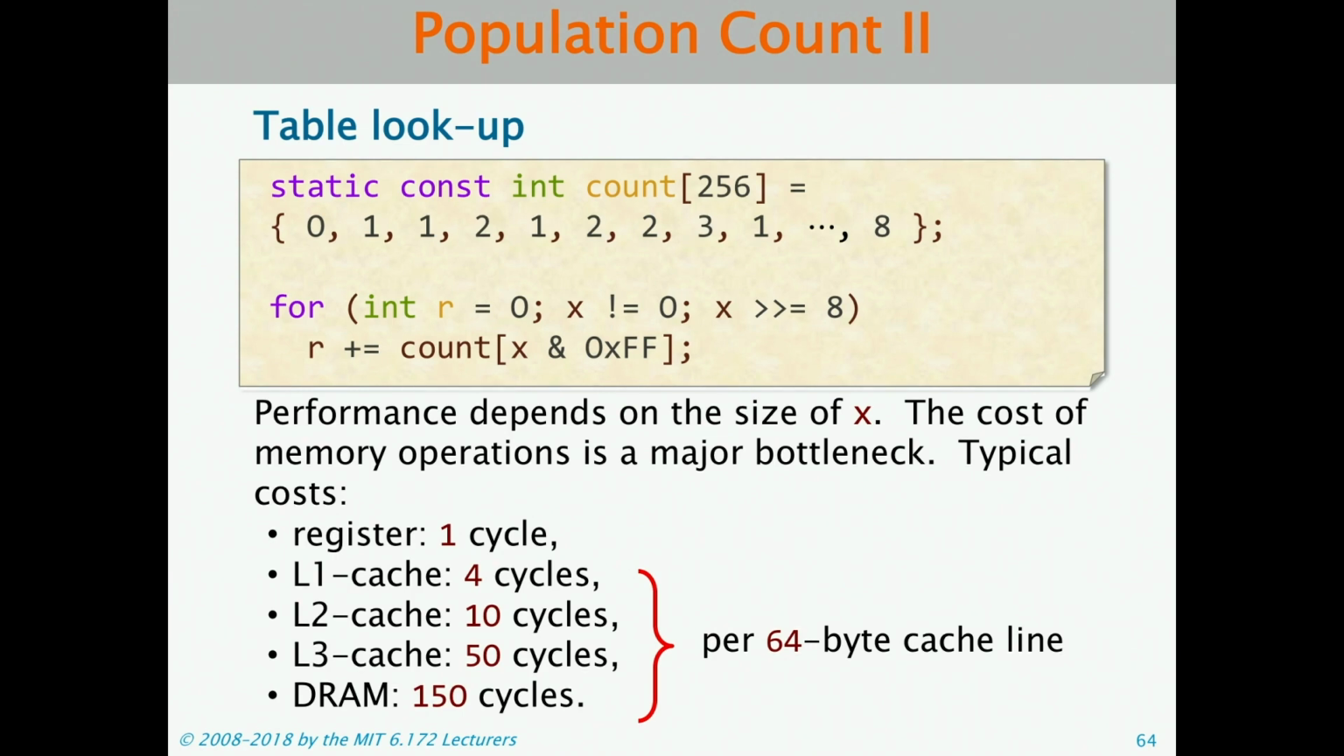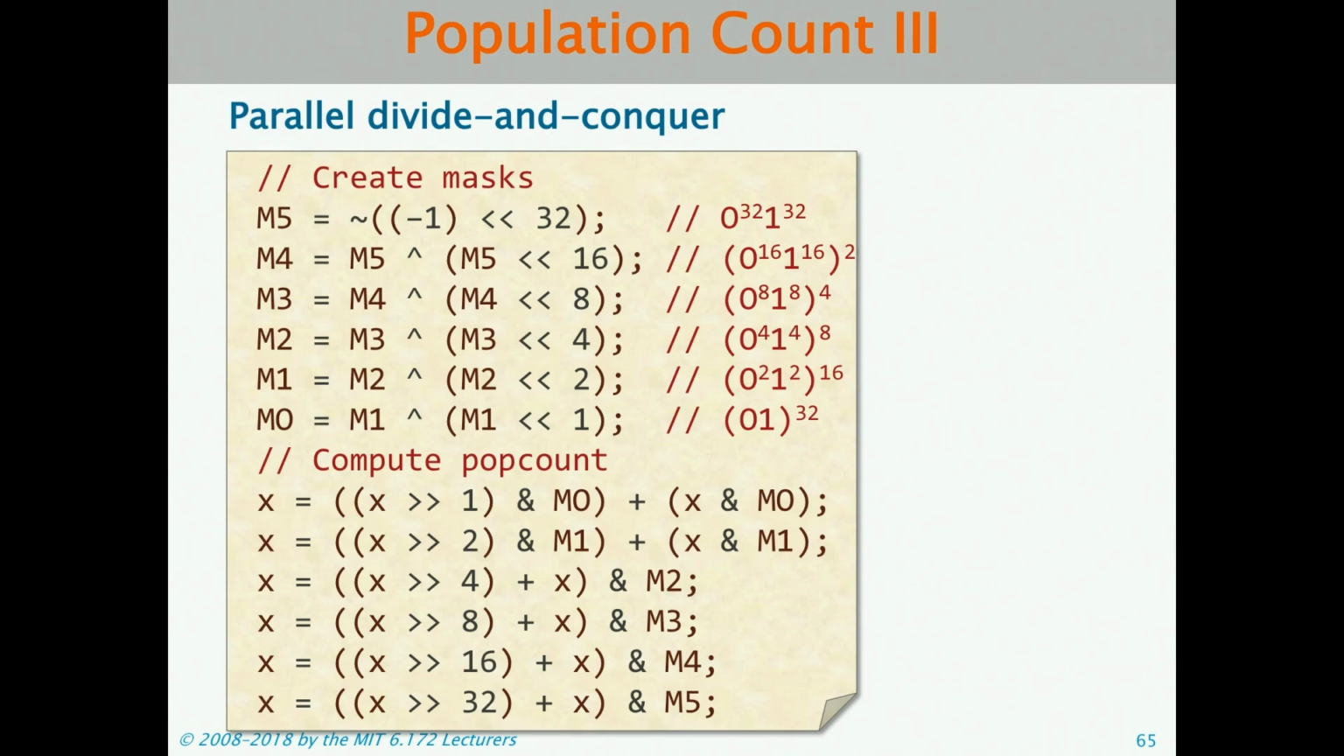OK, so let's now look at a third way to do population count where we don't actually have to go to cache or DRAM. Essentially, we can do everything in registers. So here's how you do it. We're going to create these 6 masks from M0 up to M5. And the values of these masks are shown in the comments here.